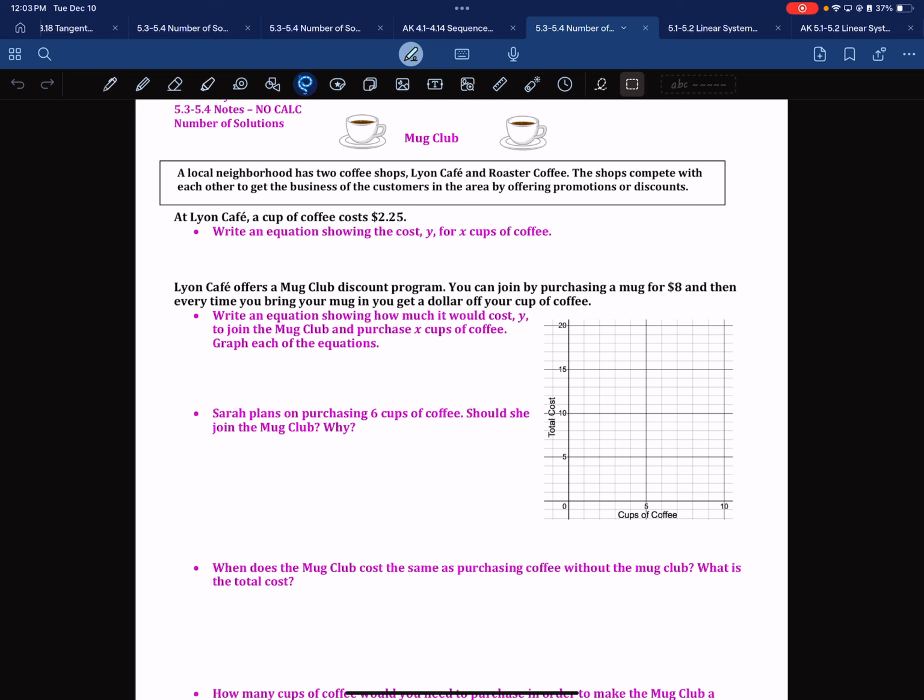I recommend you're going to have to graph a couple of things. I recommend color coordinating your equation to your graph so that you can easily relate them.